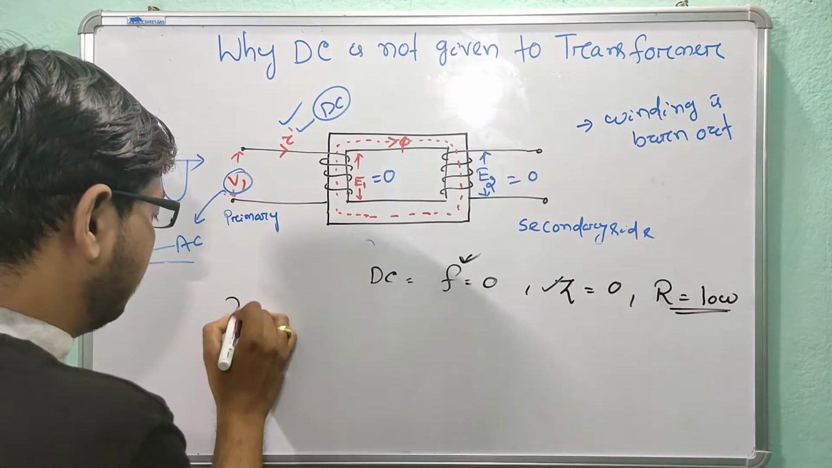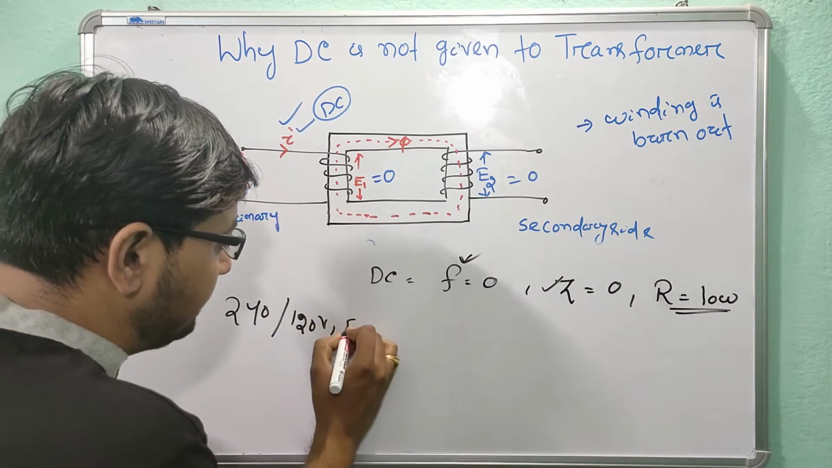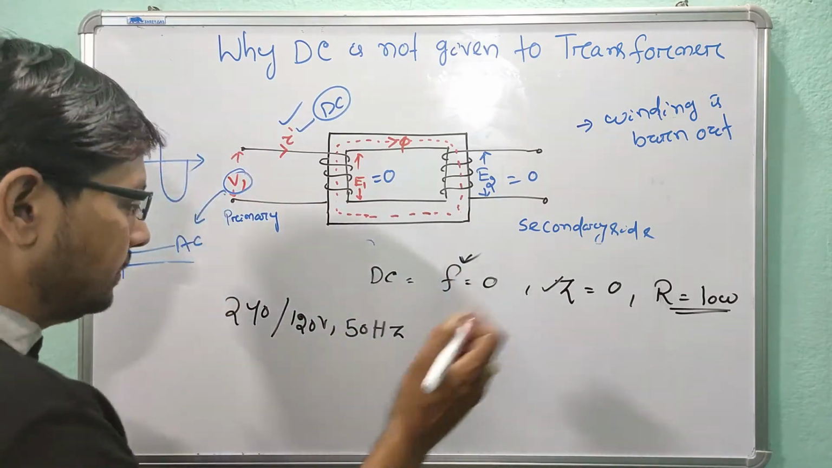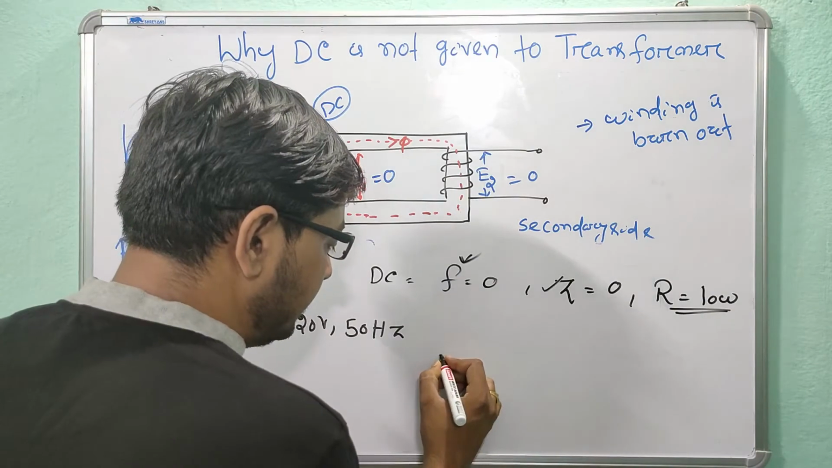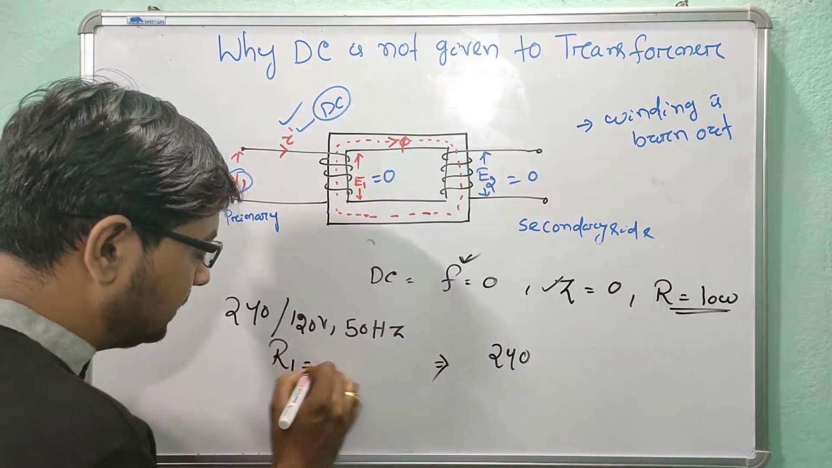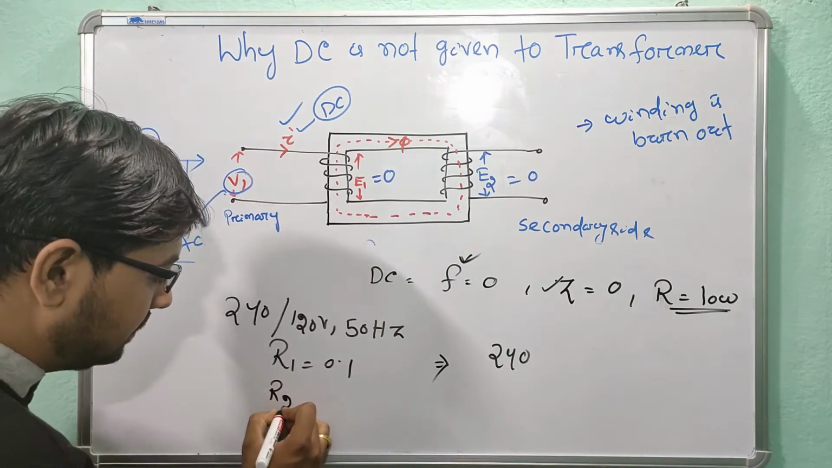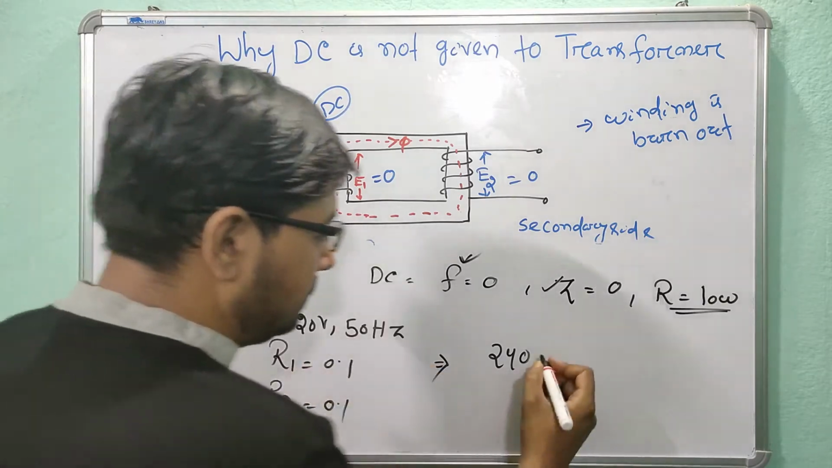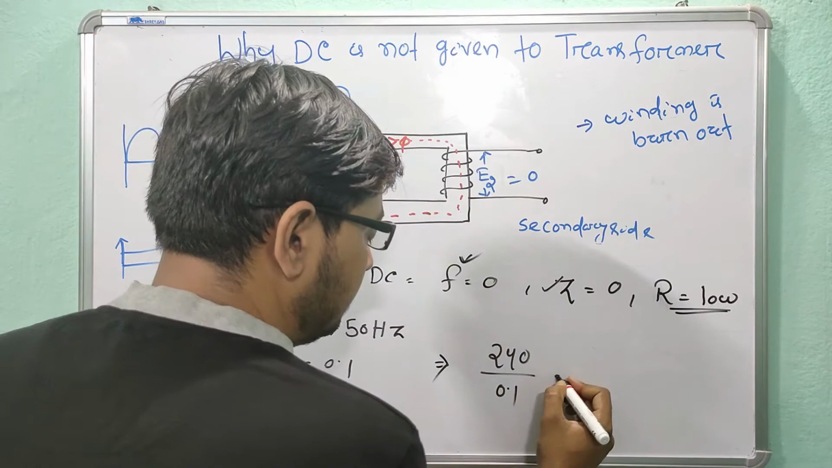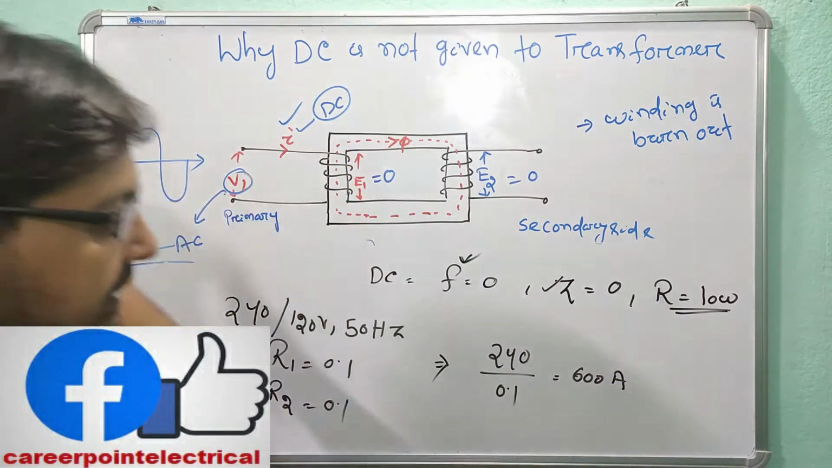For example, if I take a 240 by 120 volt 50 hertz transformer, then what is my primary current? As you know, the primary voltage is 240, and my R1, that is the primary side resistance, is 0.1, and R2 is equal to 0.1, so 240 by 0.1 is equal to 2400 ampere. So at starting the current is high, heavy current is flowing.